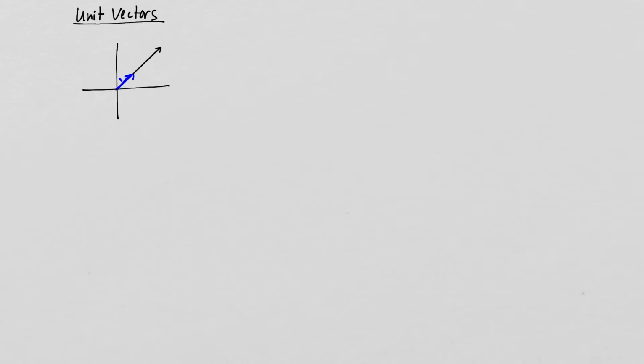So the way that we find a unit vector for a vector v is we're going to take the vector v and divide it by its length. Basically all we're doing is taking our vector and chopping down the length of it. So we're just taking our vector and dividing it by the length.